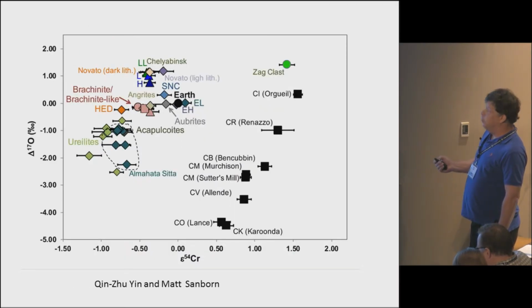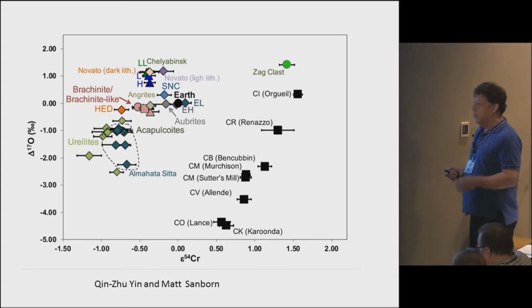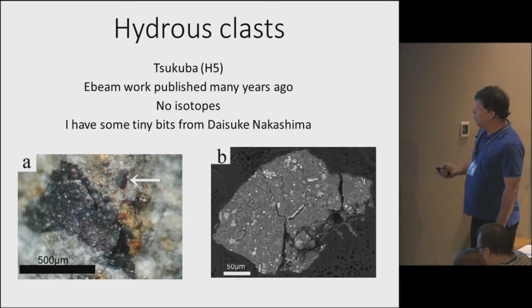It's an extremely unusual composition. It's even more extreme than Orgueil, perhaps the most water- and organic-rich meteorite we have. This clast is even more extreme. And there are actually several others up here as well, which I haven't got time to talk about. And there's actually more coming. These clasts are actually found in all kinds of meteorites.